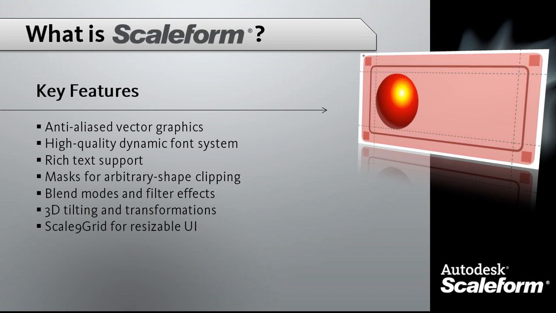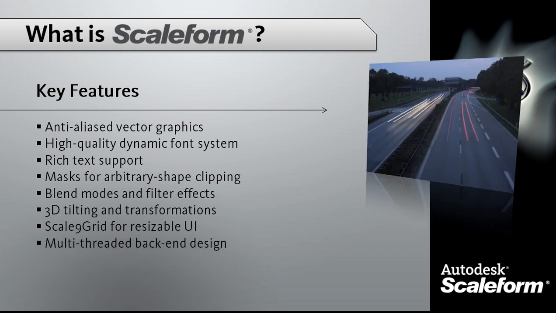One problem developers often face when creating UIs for games is the challenge of dealing with multiple aspect ratios and resolutions, as well as UI elements that need to be resizable. In Scaleform, you can use an extension called Scale 9 Grid, which helps deal with this. And the latest major release of Scaleform has been redesigned from the ground up with a fully multi-threaded backend. And we'll talk a little bit more about that later on in the presentation.